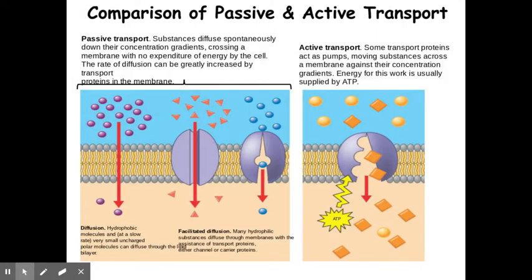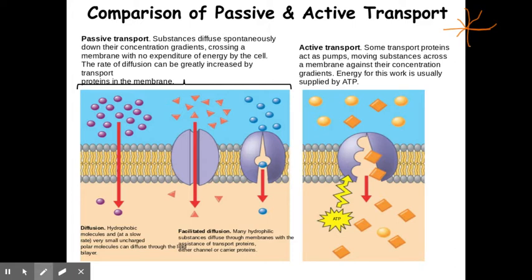So this is a great diagram, a really good slide, a good study tool. Star this bad boy. It's a good review of all the different types of transport. And when we do this, we're going to model this in class next week. This will be a good slide to reference.